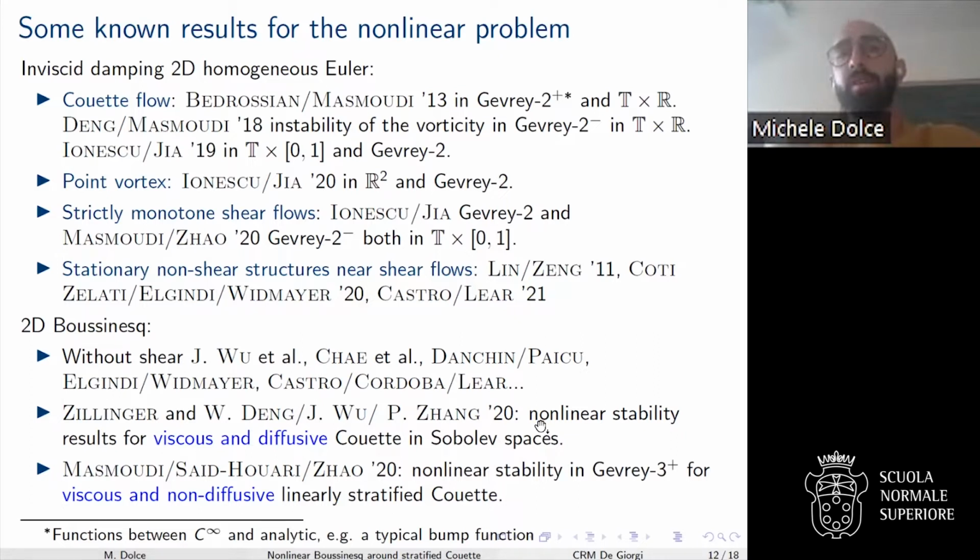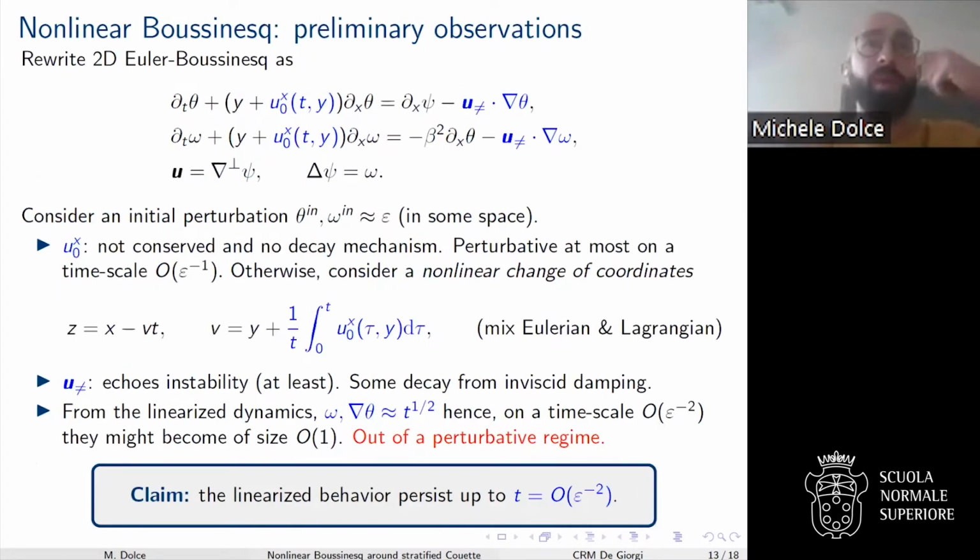And on the other hand, if you remove the viscosity and the diffusivity, but you keep the Navier-Stokes equation, Masmoudi, Said, Wang, and Zhao proved a nonlinear stability result, and quite surprisingly, in an infinite regularity class, which is larger than this one. And there are reasons why we expect this to actually be sharp. And for the inviscid problem, instead, there were, at least to our knowledge, no results.